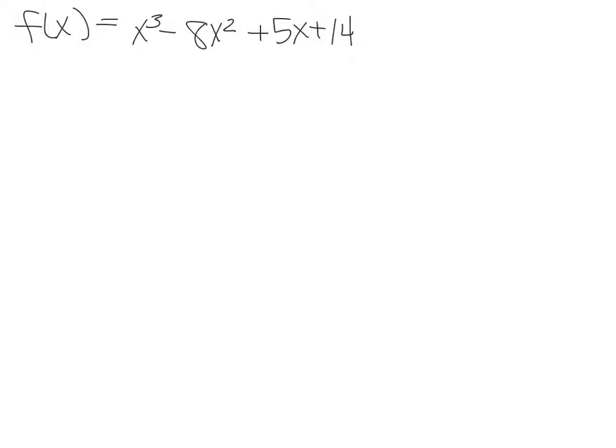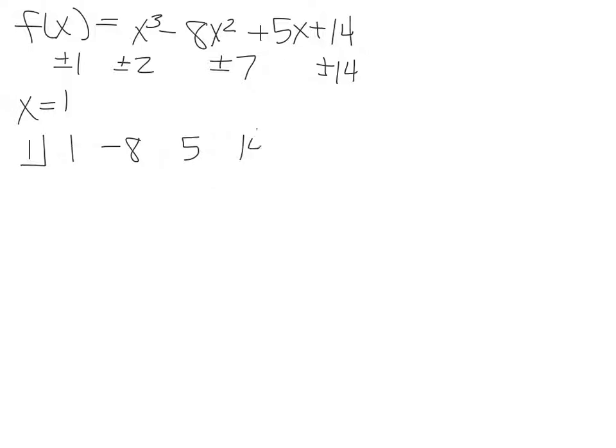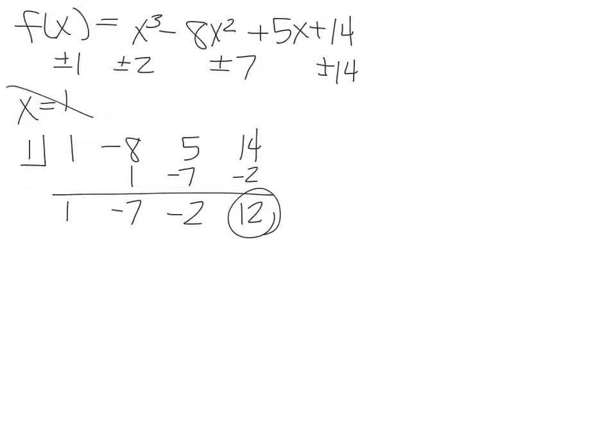All right, first our p's and q's. I have plus or minus 1 and 14, 2, and 7. I'm going to try x equals 1. How can I get lucky twice, right? 1, negative 8, 5, and 14. Okay, multiply, add, multiply, add, multiply, not a remainder of 0.